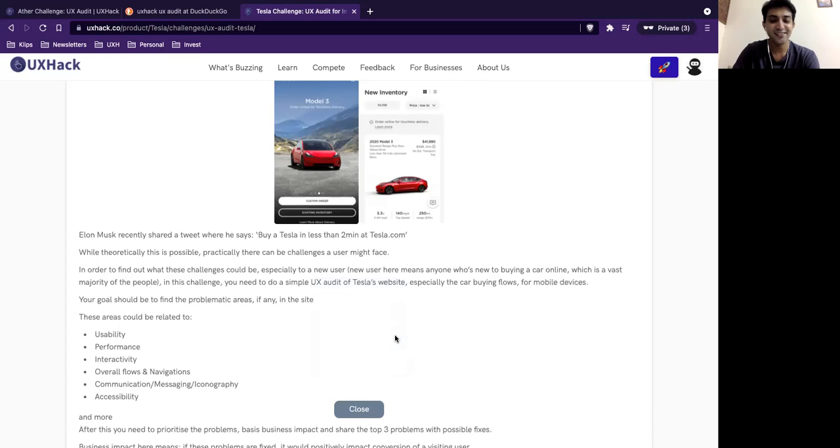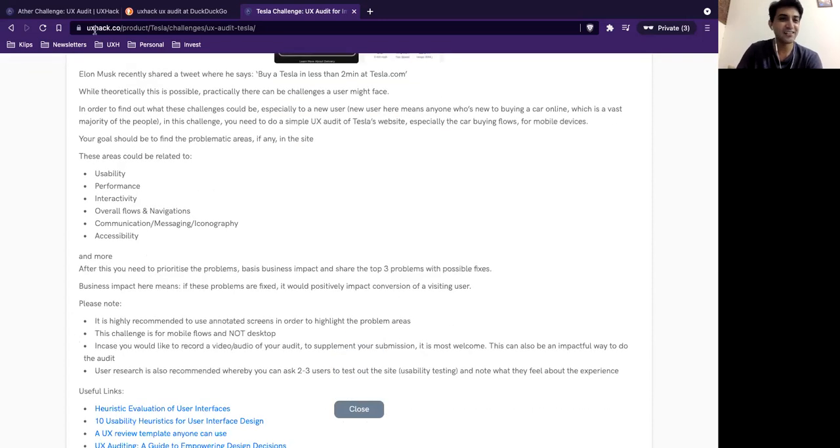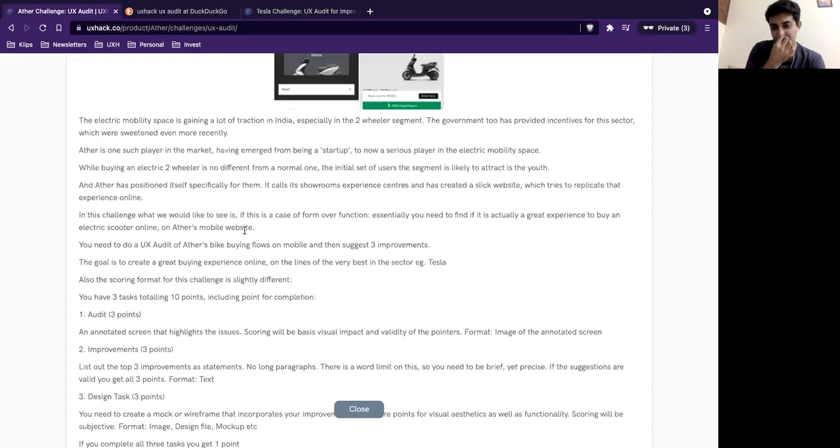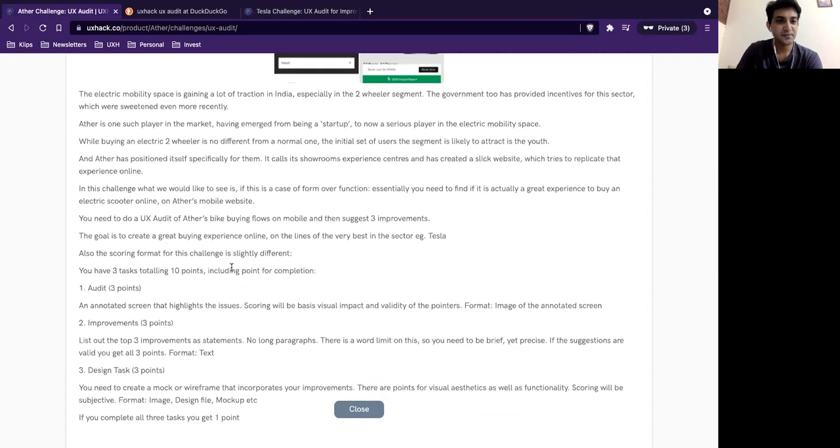Please. Right. So I'm just talking about the description right now. So it's mentioned here that while buying an electric two-wheeler is no different from a normal one, the initial set of users the segment is likely to attract is the youth, right? Now, there are two presumptions here, right? I'll be very focused on the one that I think is more important here, the second one: users segment trying to attract is youth.